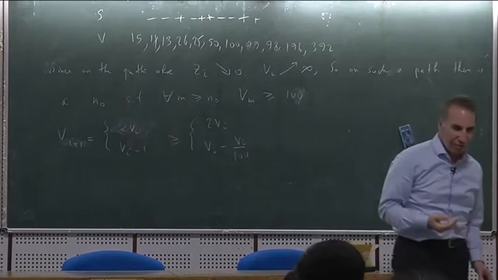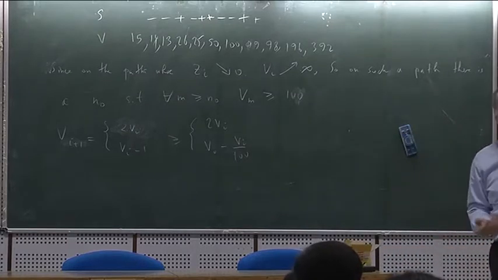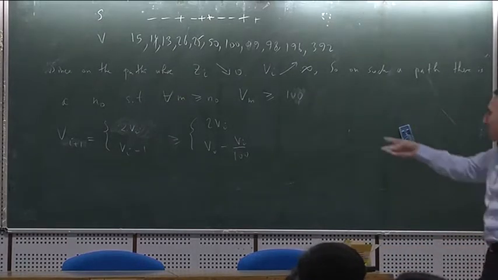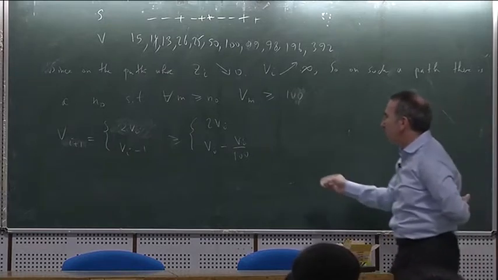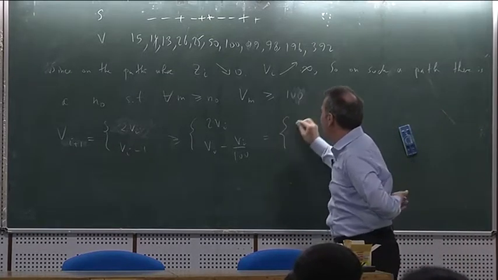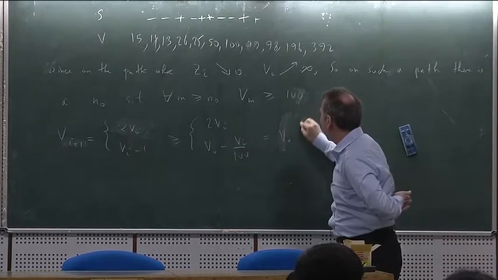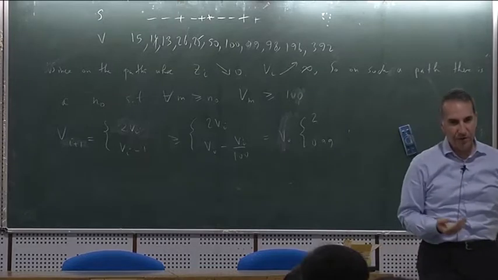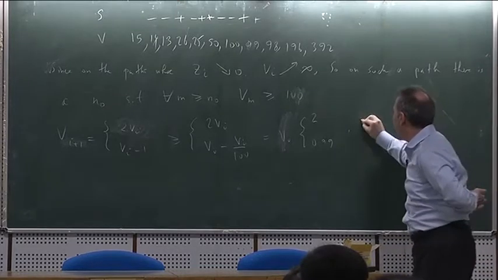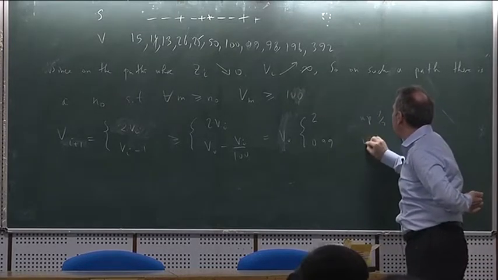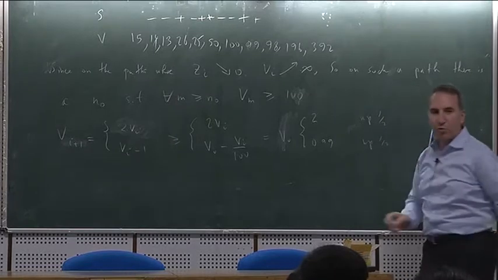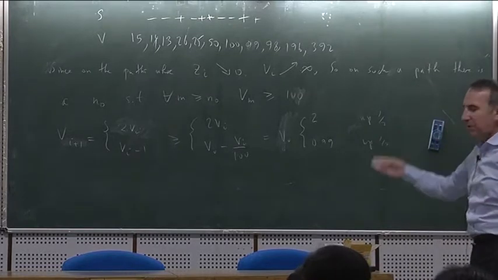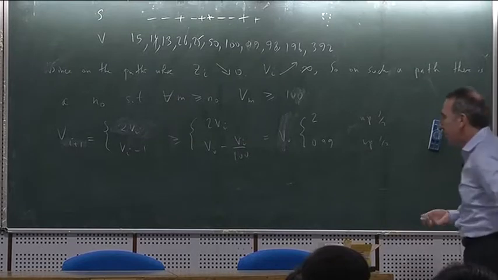Back to this being 100. Okay, so since minus 1 is larger than minus vi over 100, because I know vi to be more than 100, this is to say that this is equal to either 2 or 0.99 times vi. Okay, and these are happening with probability half. So what do you expect this vi to be after many steps?